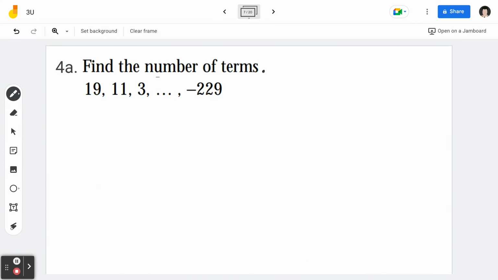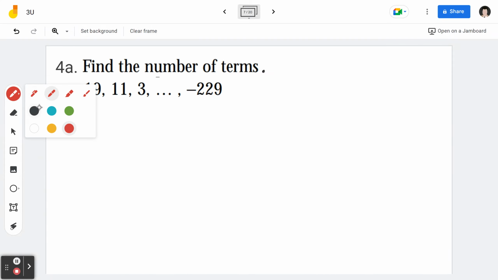Example 4a, find the number of terms: 19, 11, 3, all the way to negative 229. Now, notice in this question, we purposely did not tell you if it's going to be geometric, if it's going to be arithmetic, or if it's going to be none of the above. So before we even deep dive into this, you need to figure out, what is this sequence?